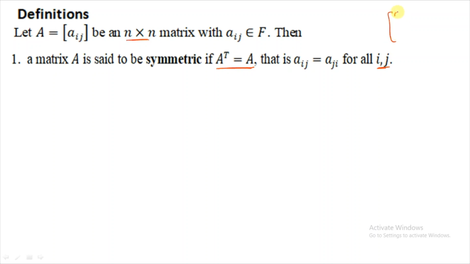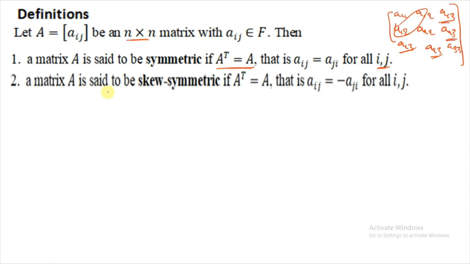That means, suppose a 3 by 3 matrix: A11, A12, A13. This A12 is also the same, then A22, A23. This A13 is also the same, this A23 is also the same, A33. Whatever these two elements are, they are the same; these two elements are the same; these two elements are also the same. Aij is the same as Aji. In that case, the matrix is called symmetric.